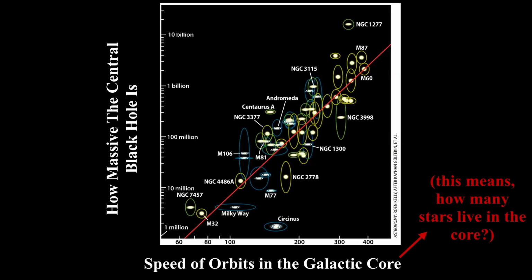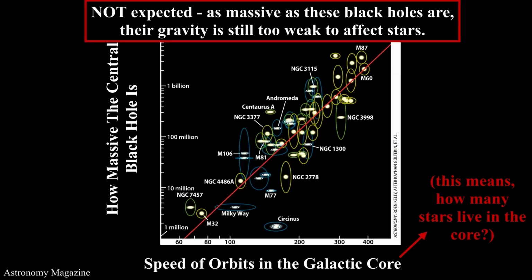Here's the Milky Way. It's a pretty modest black hole as far as they go. Here's M87, which I already showed you. So, what does this mean? This is a very important clue. And it's a clue we don't really understand yet. This was not expected. As massive as these black holes are, space is much bigger, so their gravity is still too weak to affect the stars. Something else is causing both of these things. As the core of the galaxy gets larger, the supermassive black hole at its center also gets bigger.